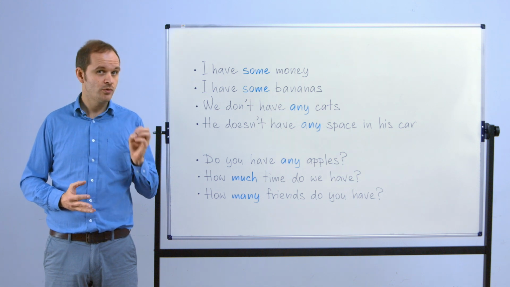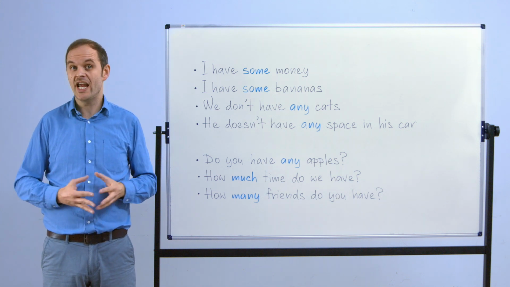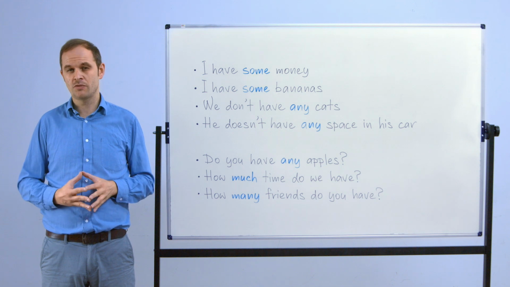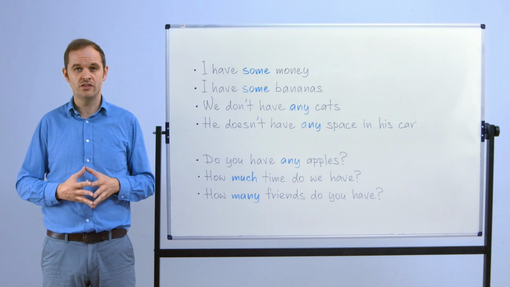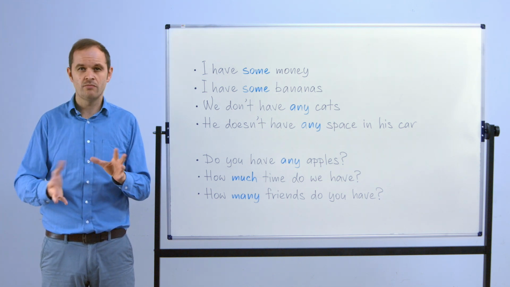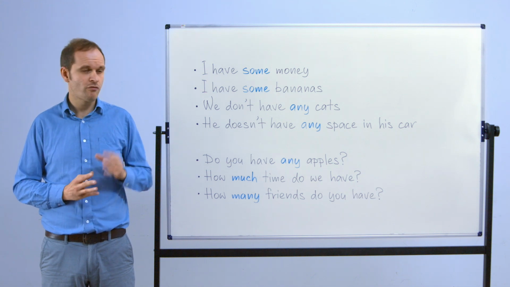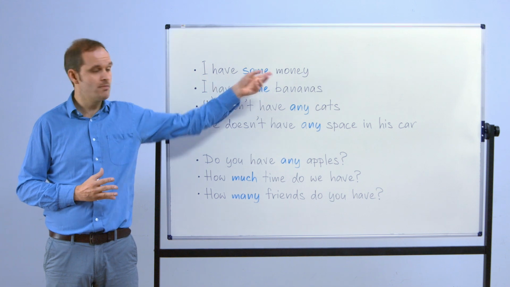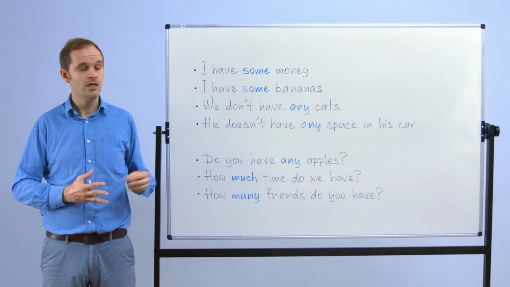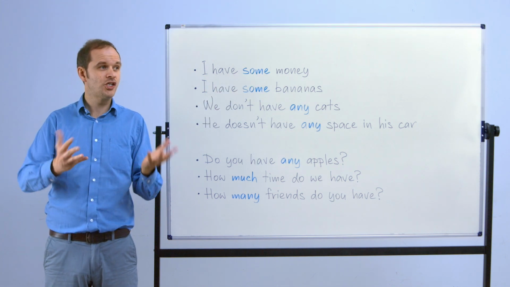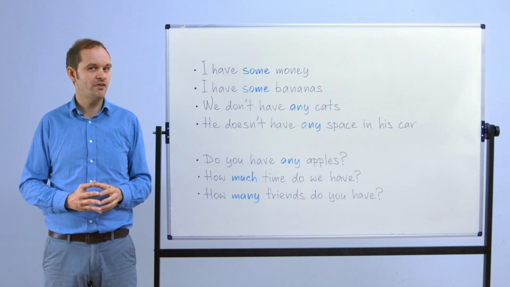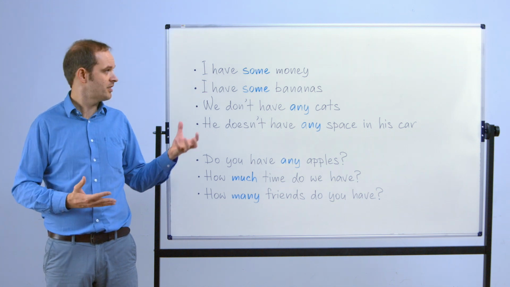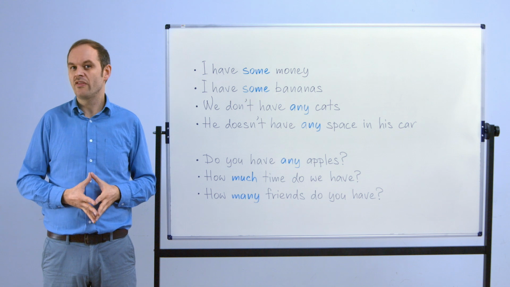Now, first of all, we'll start with the basics, which is some and any. Some and any are very useful expressions to use when we're describing quantities because they're very general. They can be used in lots of different ways. For example, I have some money. Well, as you can see, money in English is an uncountable noun, and so some describes a certain number. It's not very specific, but what we do know is this person has enough money that they need.